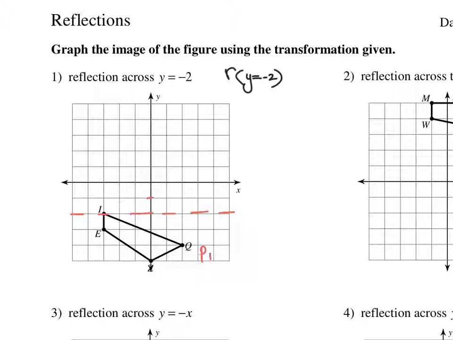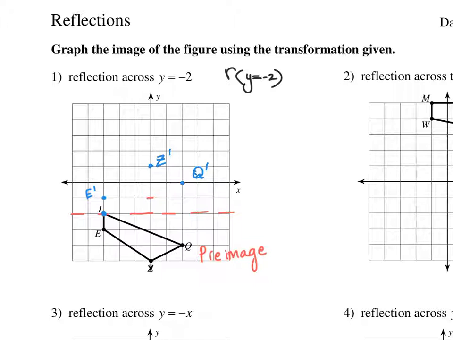LEZQ is my pre-image, which is the original. And the reflection is going to be the following. So I is on the line of the reflection, so it's going to stay as it is. E is one step away from the line of reflection, so I go one step further. That's going to be E prime. Z is going to be 3 steps away from the line of reflection, so I continue 3 steps further. So that's Z prime. And Q is 2 steps away, so I move 2 steps, and that's going to be my Q prime.